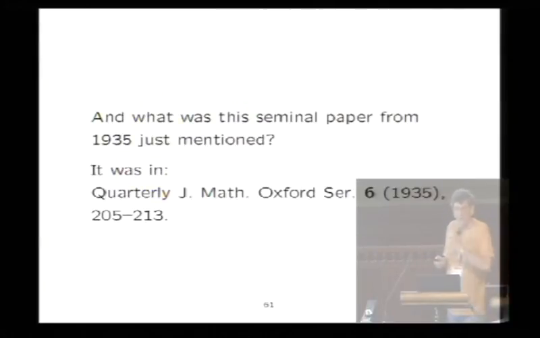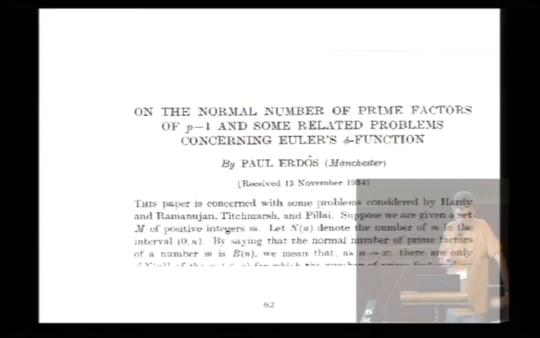Now, I mentioned this seminal paper of 1935, which was important for Erdős's thinking on Carmichael numbers. This was a paper he wrote in the Quarterly Journal of Math in the Oxford series. Here's the top of the paper, and I'd like to call your attention to the date the paper was received at the journal, 13 November 1934. So we know when Erdős was born. When he sent this paper to the journal, he was 21 years old. And this paper is, to my way of thinking, one of his most important papers.